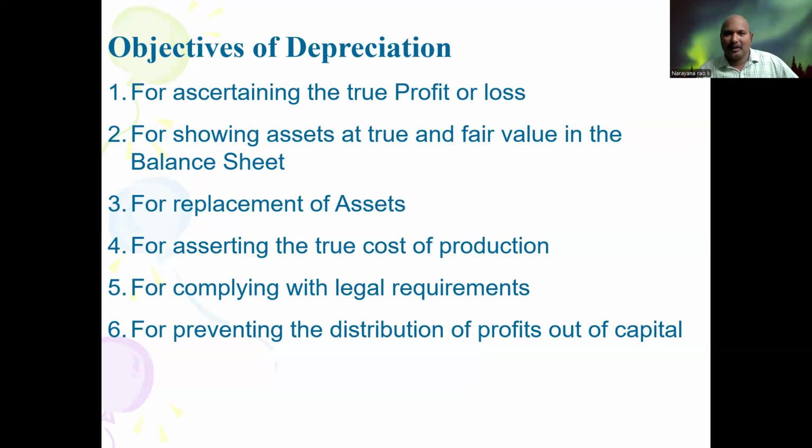assets. Next, to ascertain the true cost of production. With the help of the machineries, we are producing the goods. Whatever depreciation we recorded in 1 year, that amount will be added to the cost of production. That means normally cost of production includes material, wages, labor, like this. We add this depreciation to the cost, then only we get the actual cost of production.